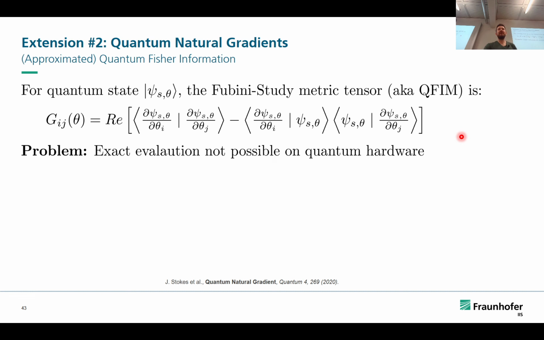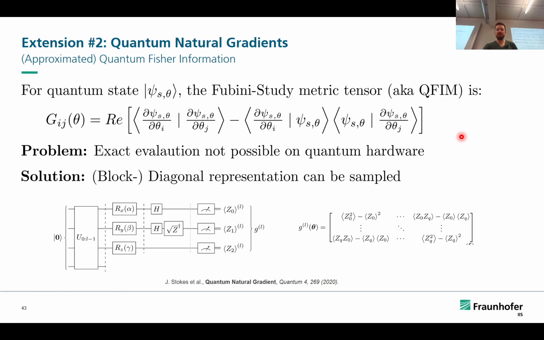But one big problem is that it's very difficult to really get access to this information. Sampling the full quantum Fisher information matrix usually requires an exponential amount of samples, which is usually not feasible. But just very recently, in 2020, there was a paper which proposed an approach to efficiently sample an approximation of that information matrix, and it turned out that this approximation is already sufficient to get quite a good speedup in the reinforcement learning performance.